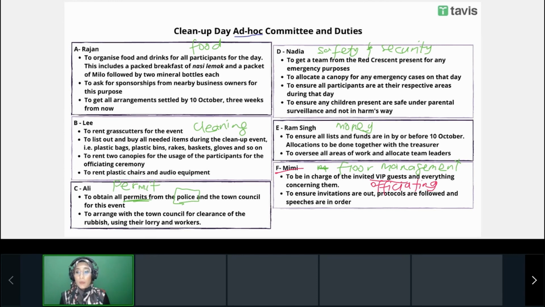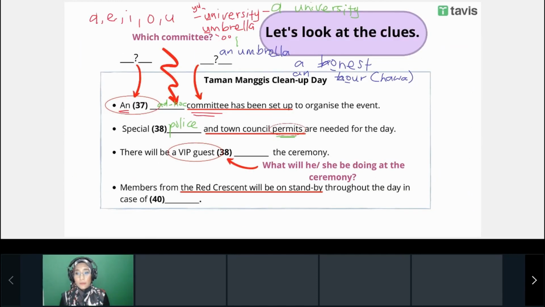All right, so we can write here, there will be a VIP guest officiating the ceremony. All right, now move on to the last question. So this is our very last question for paper one. Yay, finally. Okay, now let's see, what do we have?